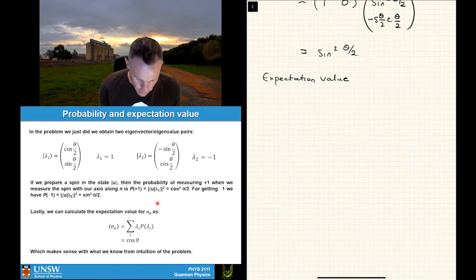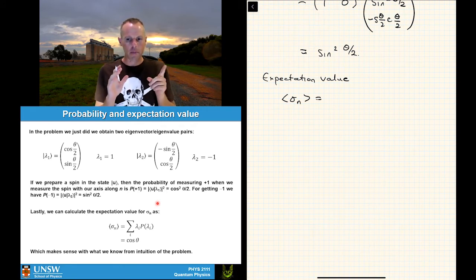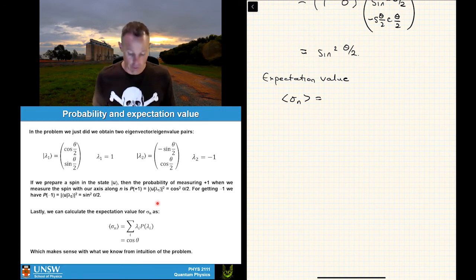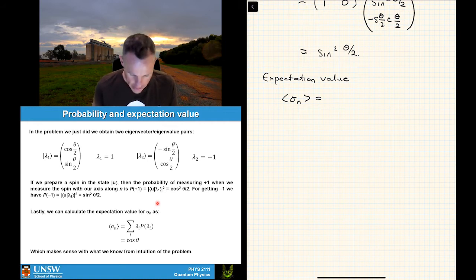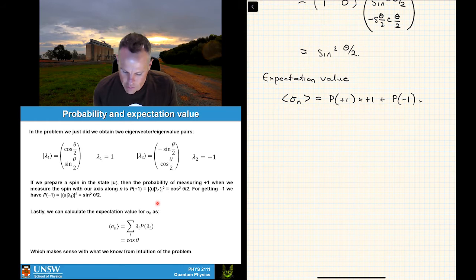So this one here, the expectation value of sigma n is going to be essentially the sum of the eigenvalue times the probability of getting that eigenvalue. And in this case, it's actually pretty easy. It's going to be the probability of getting a +1 times +1 plus the probability of getting a -1 times -1, okay? So this is going to be +1 times cos squared theta on 2 plus -1 times sine squared theta on 2.